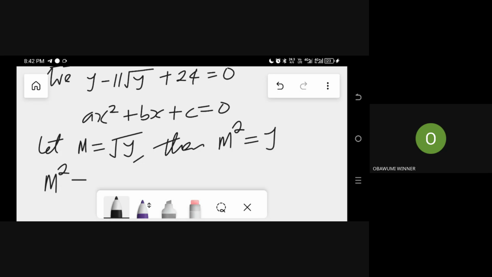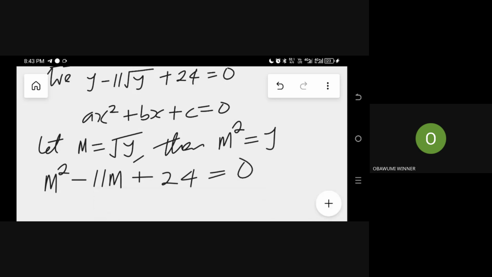Then minus 11. Since I said m is equal to root y, in place of that root y, I can say minus 11m. That's because root y is the same thing as m. So I'm now substituting those values. y is substituted as m squared, because they're the same. Minus 11 root y, and I said m equals root y, so I say minus 11m, then plus 24 is equal to 0.